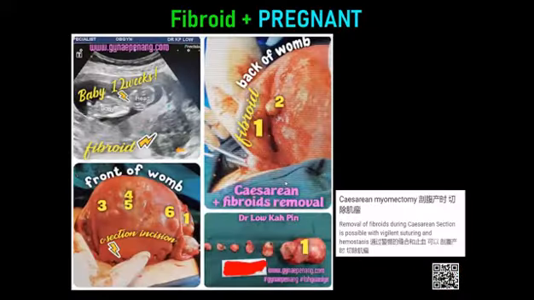Okay, so this is one of my personal patients. This is the first photo. You see, this is the baby at 12 weeks. Can you see here, this is a very gray area, and this gray area is the placenta. Behind the placenta is the fibroid, and this is the number one fibroid.